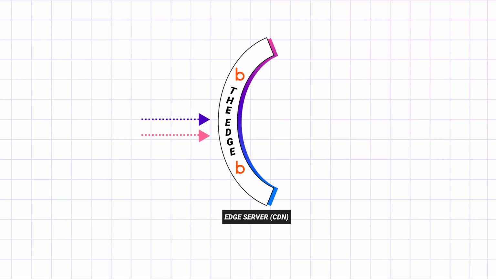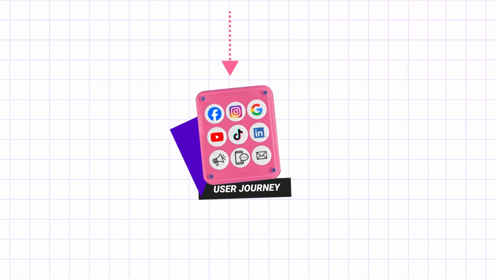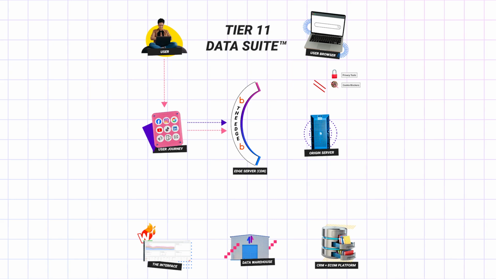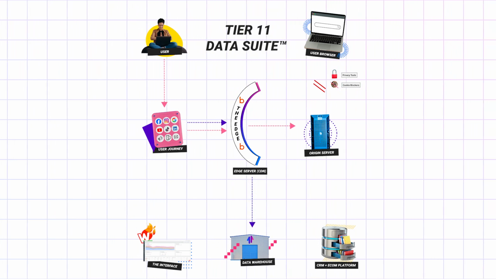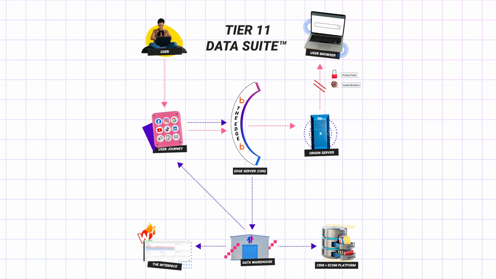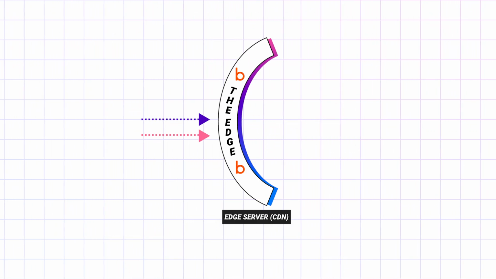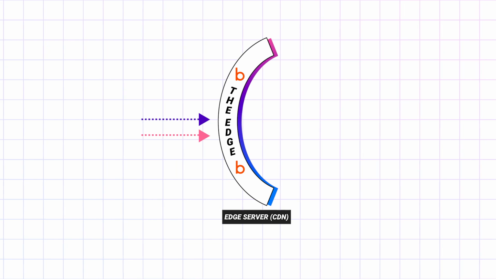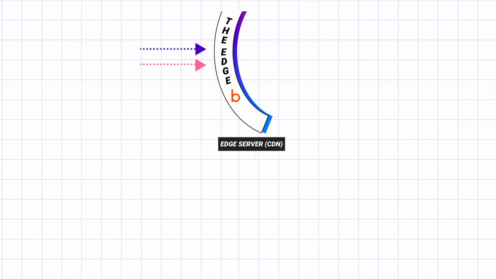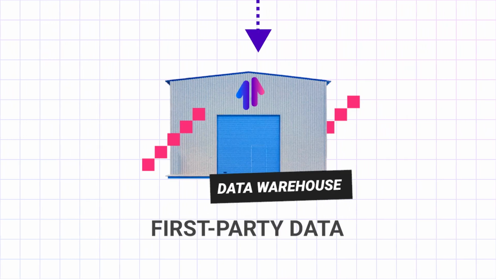Just before her browser reaches her destination, your website of course, the Tier 11 Data Suite does its first job. Remember that tiny signal she's carrying? The one that shows that she came from Instagram, Google, or YouTube? You can see in the animation that just as her browser passes through the edge, the Tier 11 Data Suite captures that tiny signal. Her browser then passes through the edge and onto your website. More importantly, at the same time, the Tier 11 Data Suite captures that source signal and passes it to our data warehouse, where it's collected as first-party data.